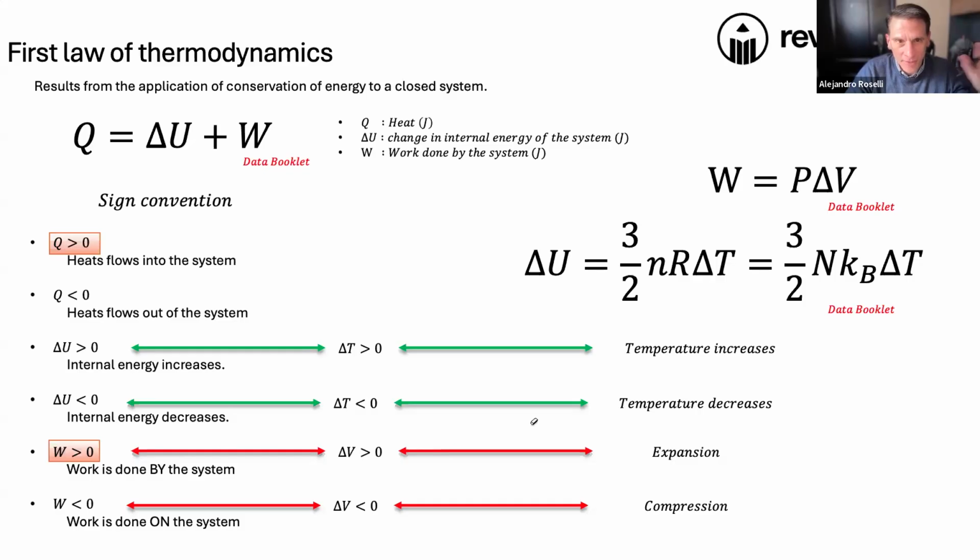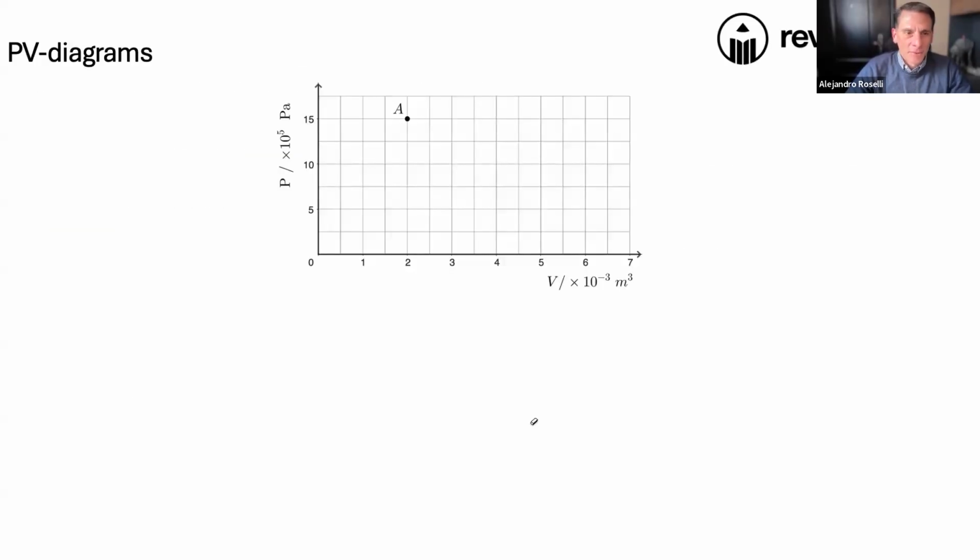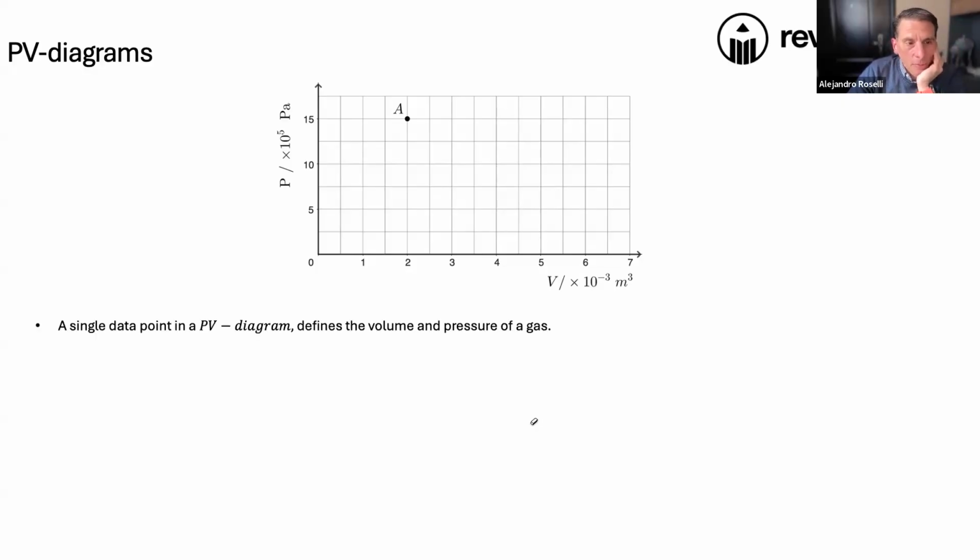Hopefully, I will not be creating any more confusion than you might already have. So let's step now into this territory. We have PV diagrams, diagrams in which the macroscopic variables of a gas can be represented, typically pressure on the vertical axis and volume on the horizontal axis. And we have a single point in there represented by the letter A at a given volume and a given pressure. So a single data point, this is how it all starts. A single data point in a PV diagram defines the volume and pressure of a gas.